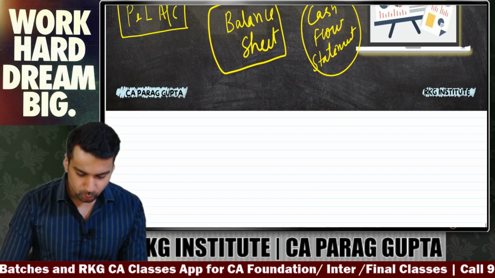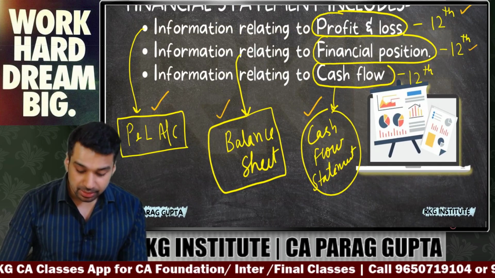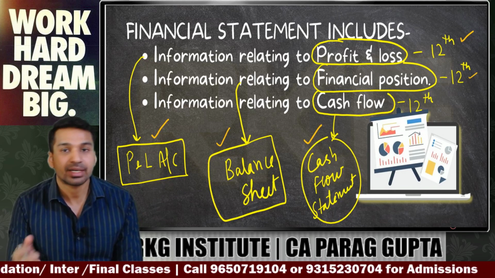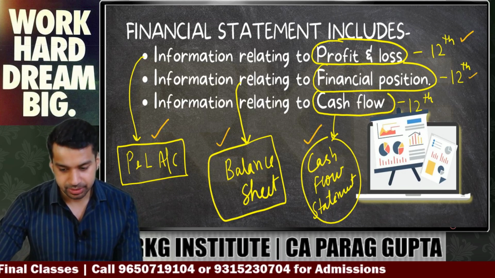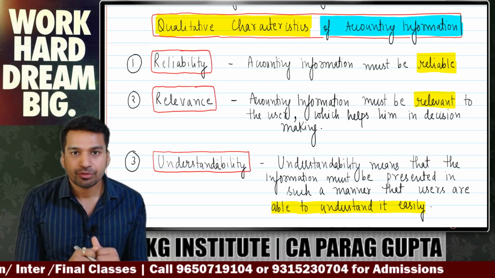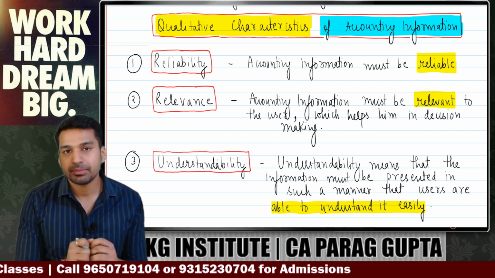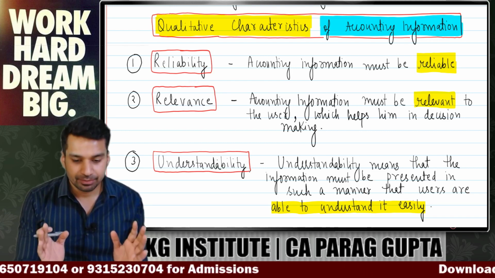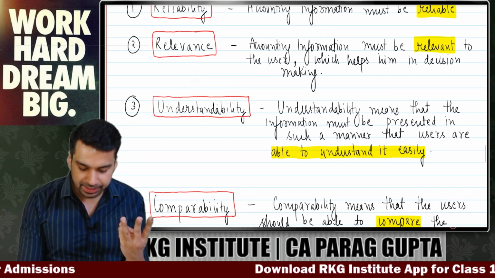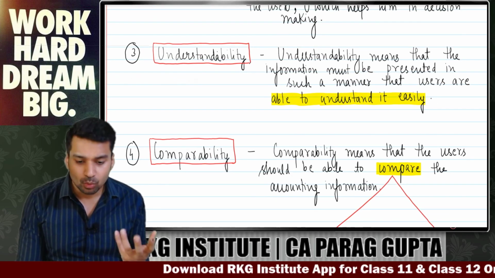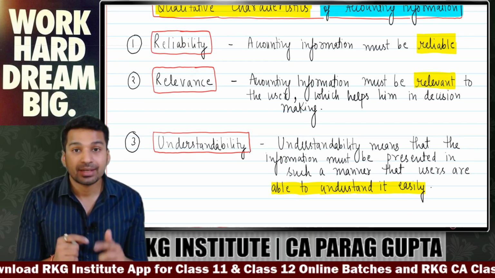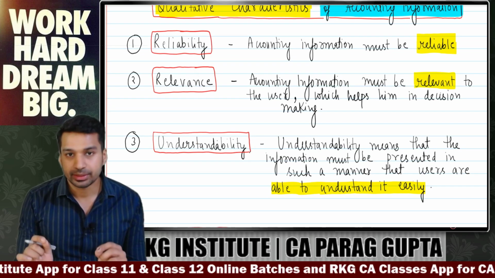Now let me tell you what qualities accounting information should have, that is what are the qualitative characteristics of accounting information. There are 4 qualities which accounting information must possess, and you have to remember all these 4 qualities. Let me tell you the names first. One is reliability, second is relevance, third is understandability, and fourth is comparability. Now what are these? See, reliability means the accounting information should be reliable, that is you can trust upon it.